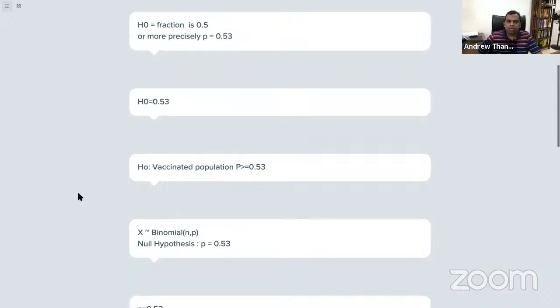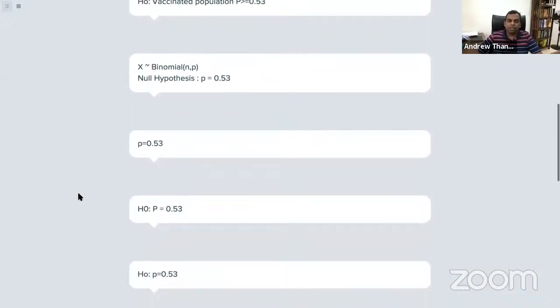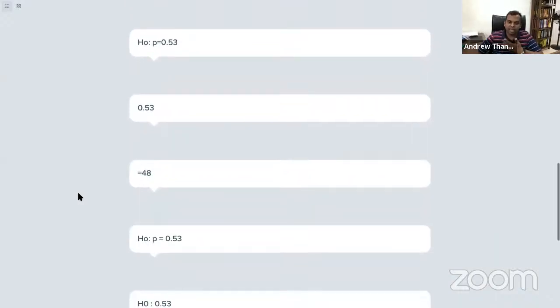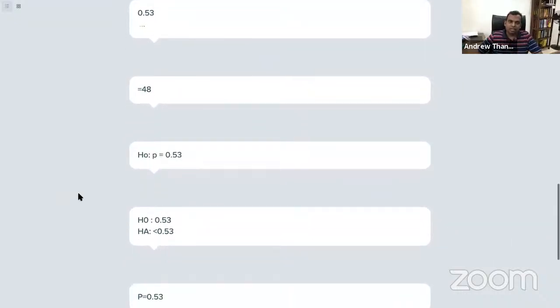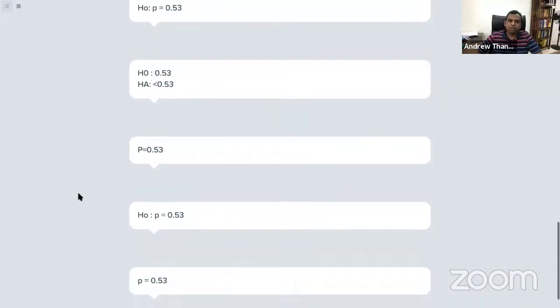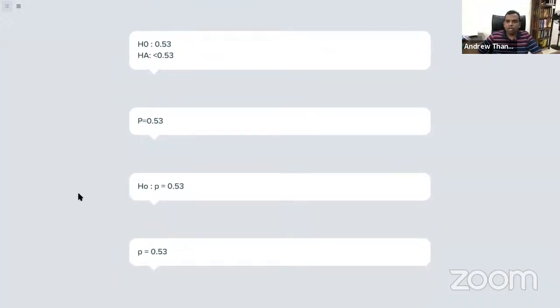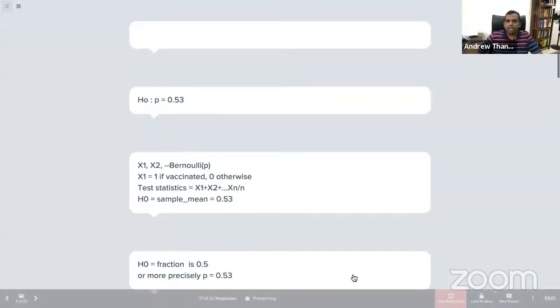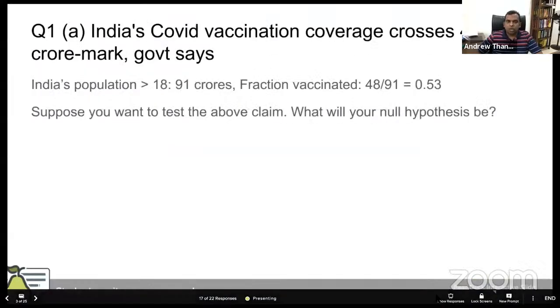So P equals 0.53 is going to be your null hypothesis. The null hypothesis is always the ground truth. You believe the null hypothesis, right? So you have to say H0 is P equals 0.53. You have a model for your sampling, and according to that model, your null hypothesis is P equals 0.53. That's perfectly fine.